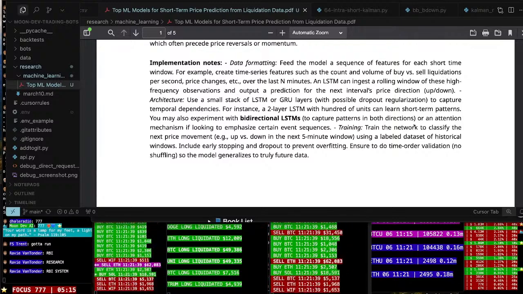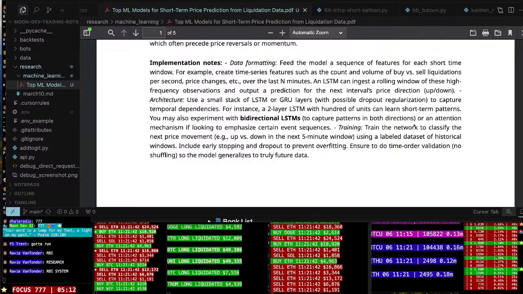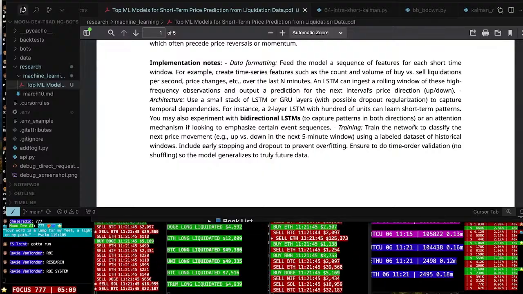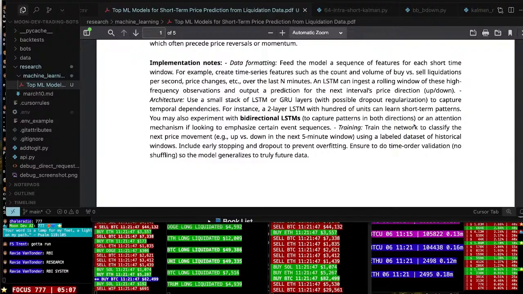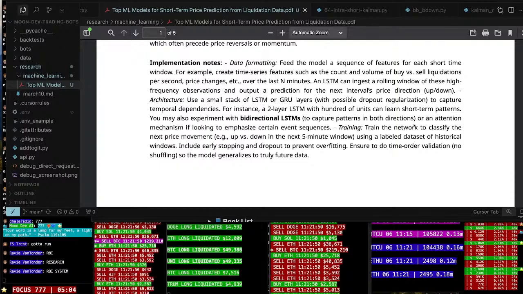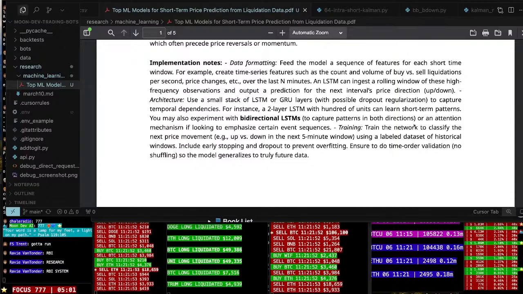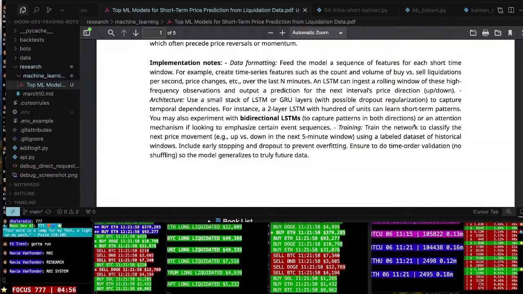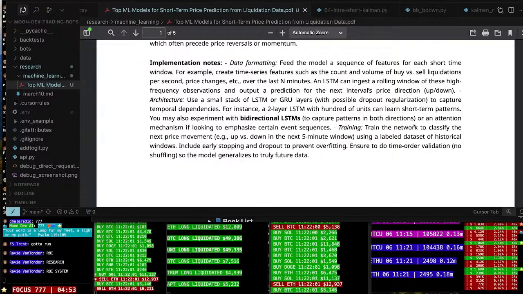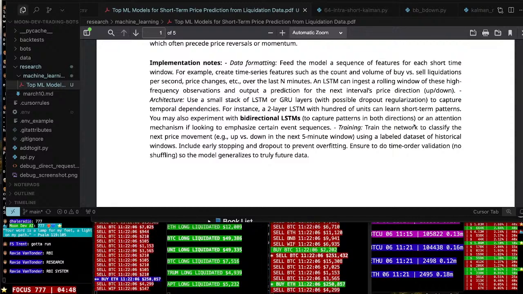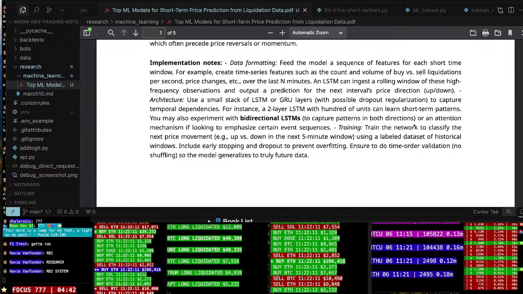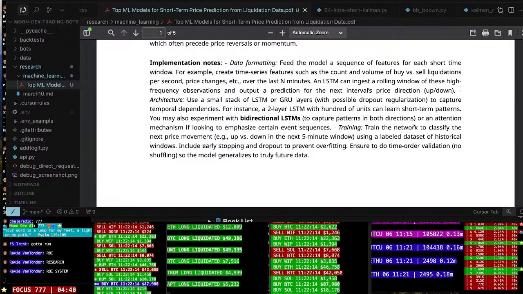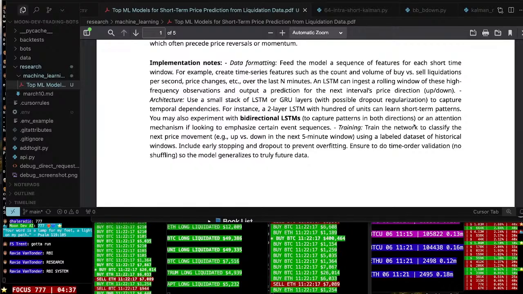Architecture. Use a small stack of LSTM or GRU layers with possible dropout regularization to capture temporal dependencies. For instance, a 2-layer LSTM with hundreds of units can learn short-term patterns. You may also experiment with bidirectional LSTMs to capture patterns in both directions, or an attention mechanism if looking to emphasize certain event sequences.